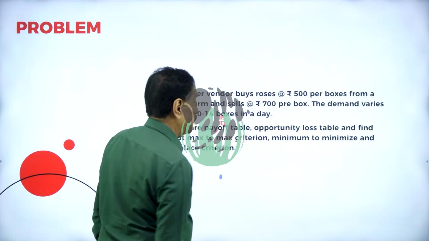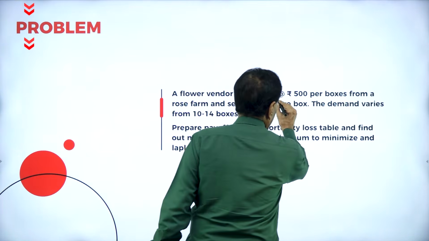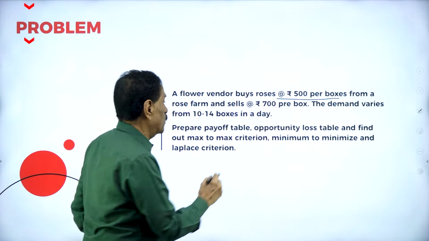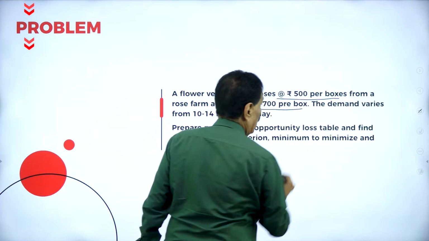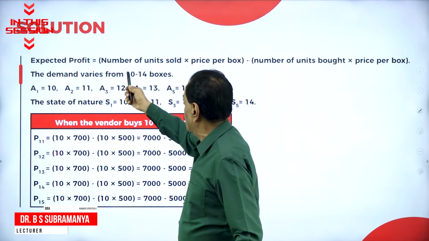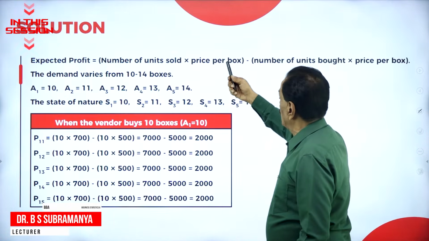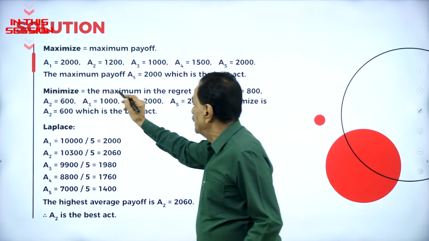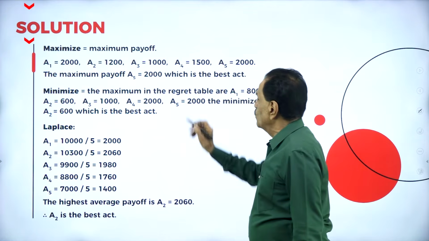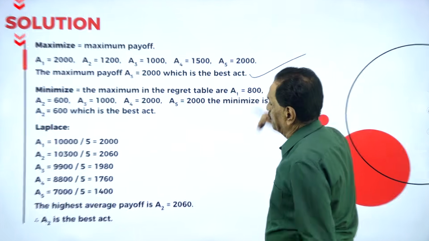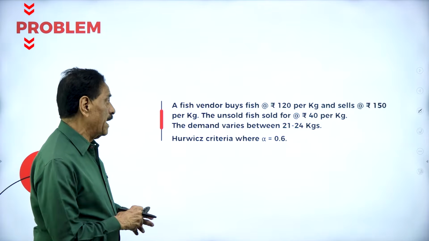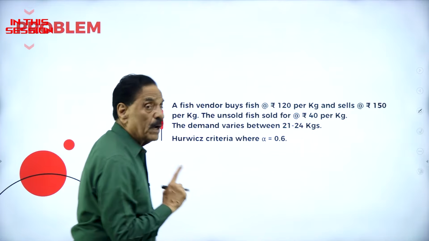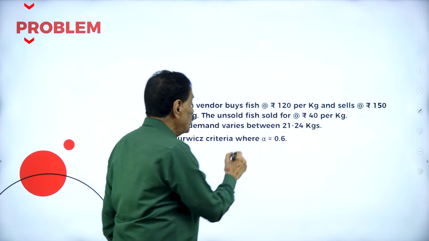A flower vendor buys roses at rupees 500 per box from a rose farm and sells at rupees 700 per box. Expected profit or payoff is equal to number of units sold multiplied by price per box. A5 is 2000. The maximum payoff is A5, 2000, which is the best act. A fish vendor buys fish at rupees 120 per kg and sells at rupees 150 per kg. The unsold fish.